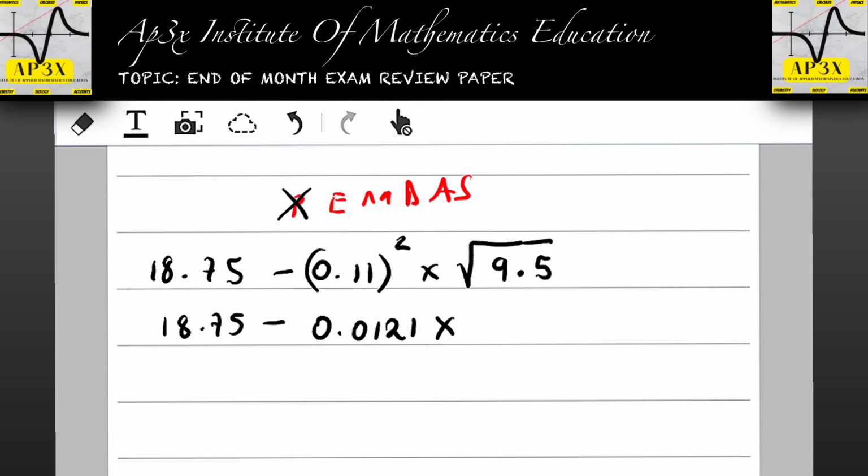And then the square root is also an exponent, because the square root of a number is the number raised to the power of a half. So we have the square root of 9.5, and that results in 3.08. Now, here is where many students make the mistake.